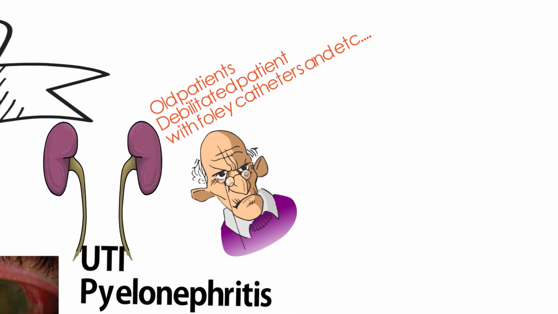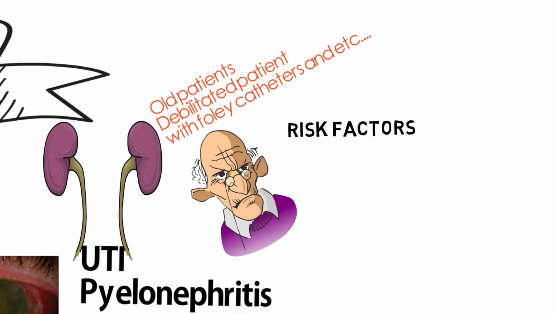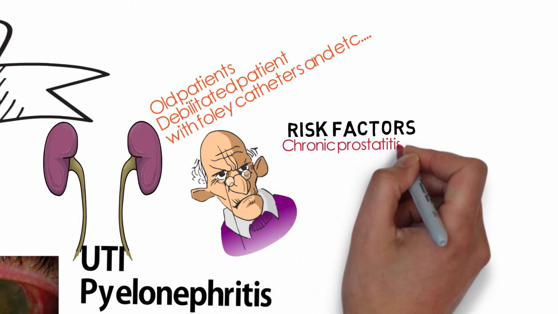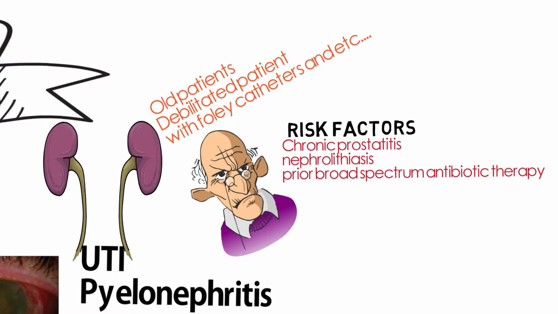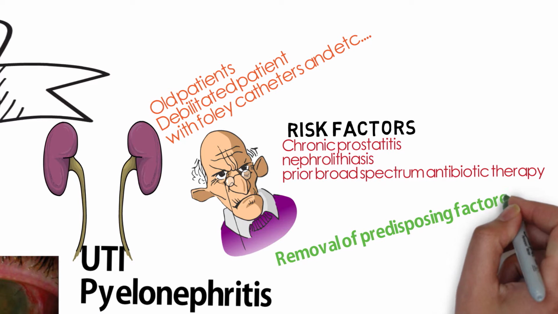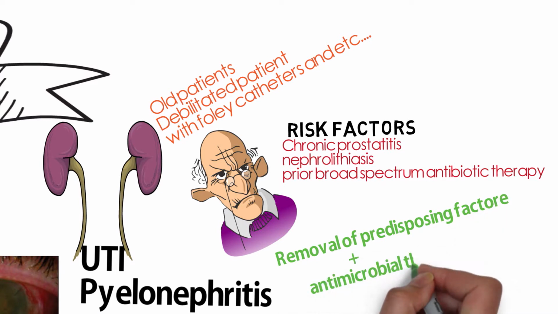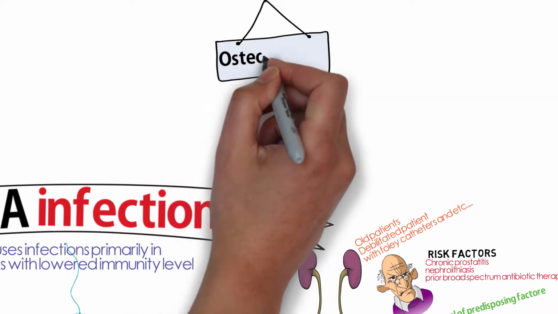Okay, these patients have some sort of pre-existing risk factors like the chronic prostatitis, nephrolithiasis, and prior antibiotic therapy. Regarding management, it is important that the predisposing factors should be managed first, and the sources of infection should be managed, and the antimicrobial therapy should be initiated. Okay, the next one is osteomyelitis.